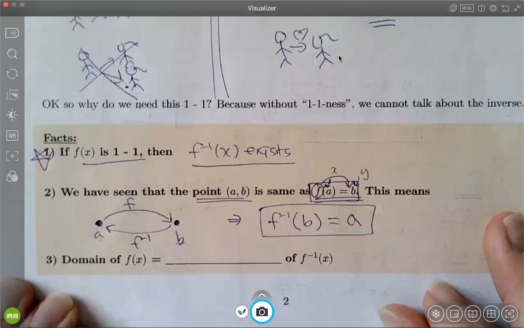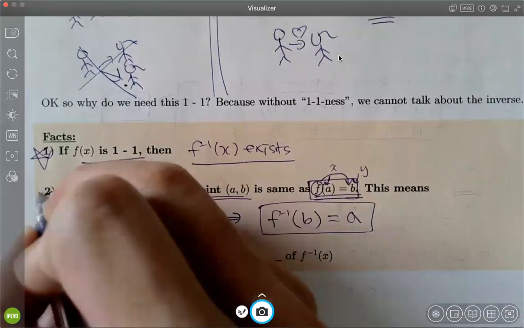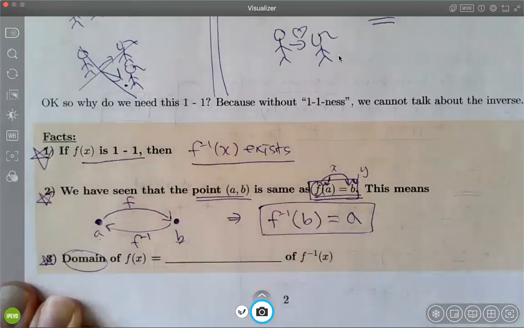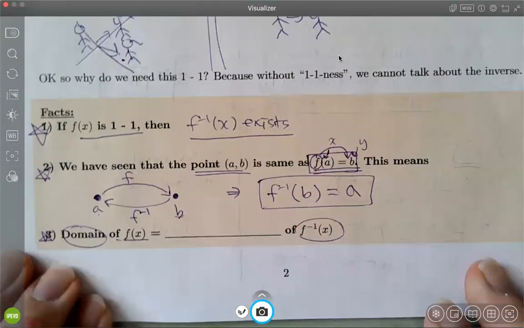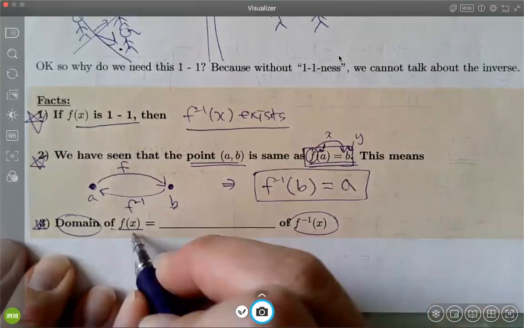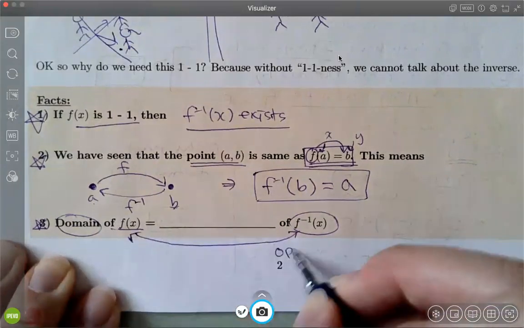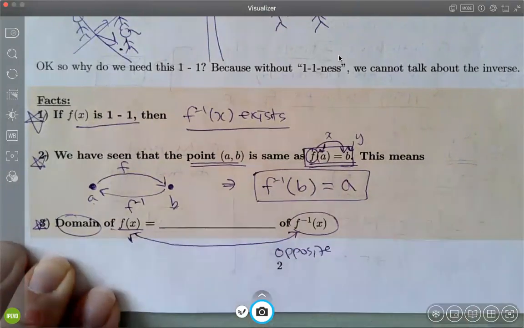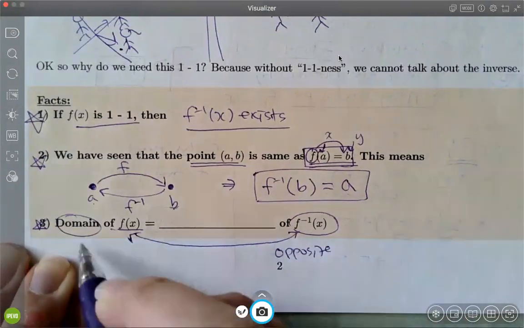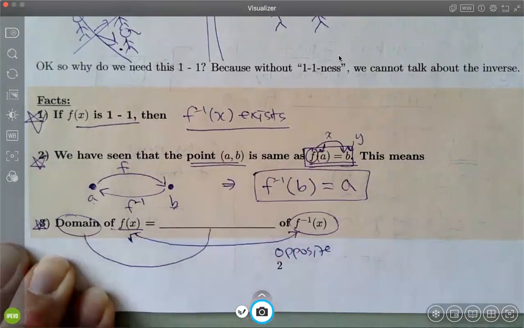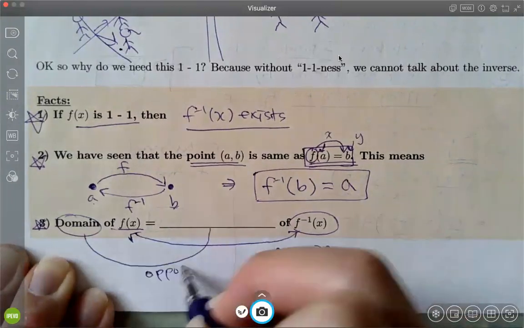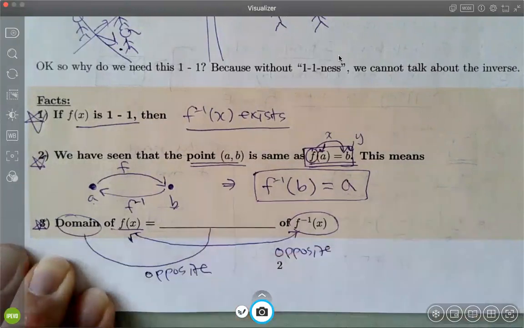Now, fact number 3: the domain of f of x is equal to something of its inverse. So what goes into the blank? In between these two functions, they are opposites, right? So what do you expect? In between domain and this blank, they're also opposite, right? So what's the opposite of the domain, basically?